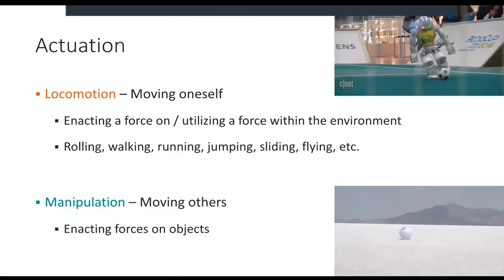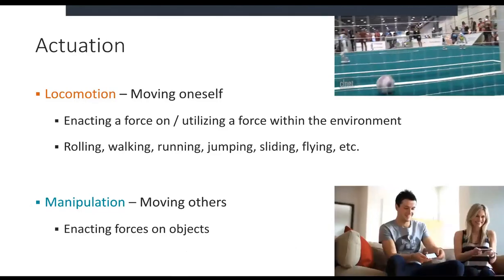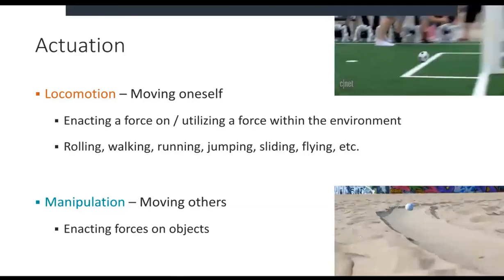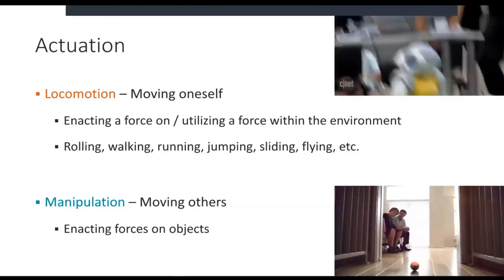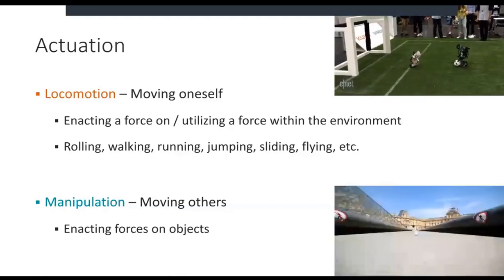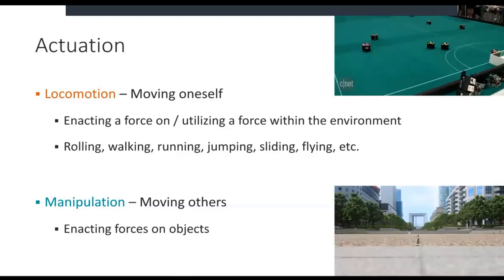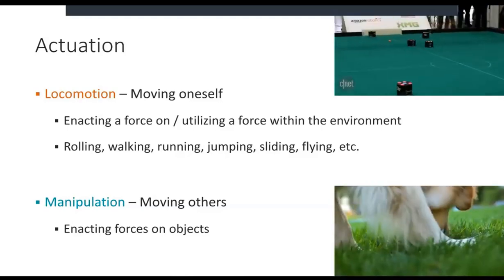We talked a bit about different forms of actuation. Locomotion is the ability to move oneself, and manipulation is the ability to move others. That is why we are interested in both of these things, because if we can get a robot that can manipulate anything, and we can program that robot to be able to move anywhere, we have a universal mobile manipulator, and then we can start automating some really exciting stuff.